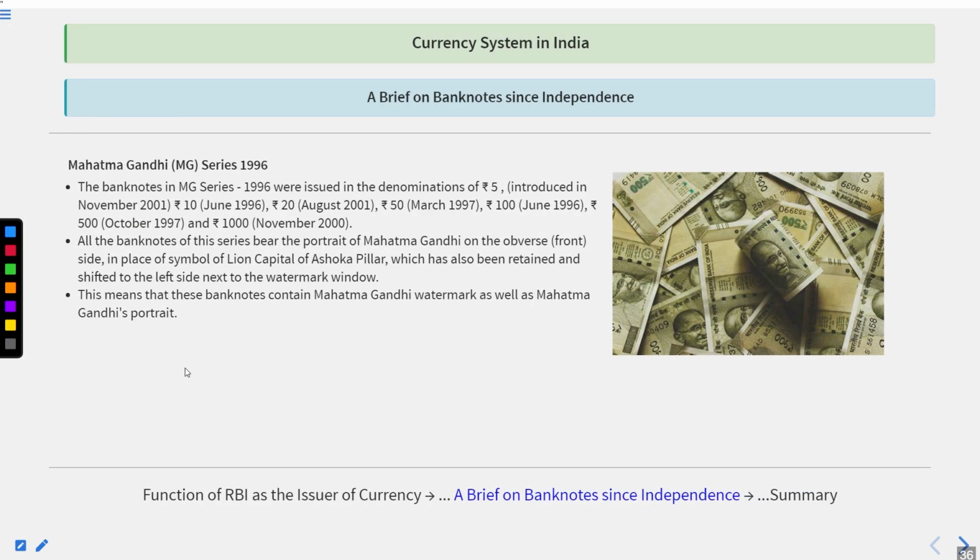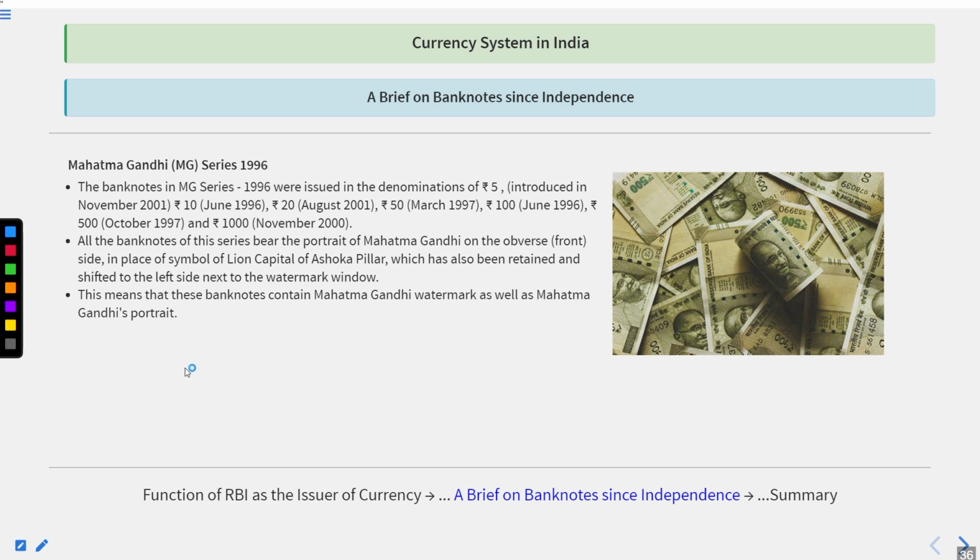Now, Mahatma Gandhi MG series 1996. The banknotes in the MG series 1996 were issued in the denomination of rupees 5, introduced in November 2001; 10 rupee, June 1996; 20, August 2001; 50, March 1997; 100, June 1996; 500, October 1997; 1000, November 2000.